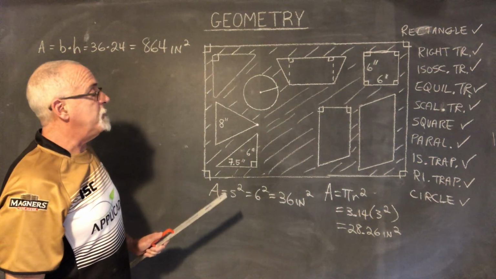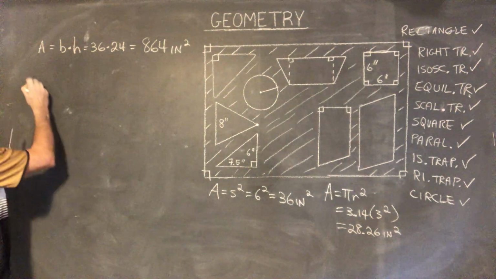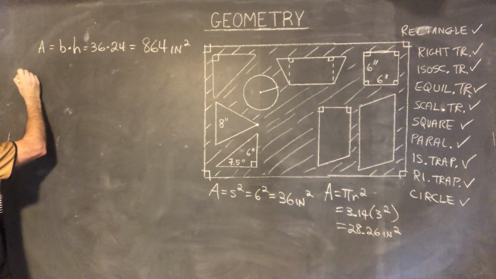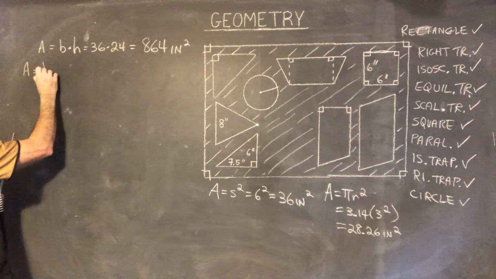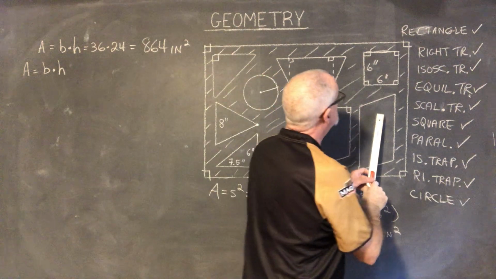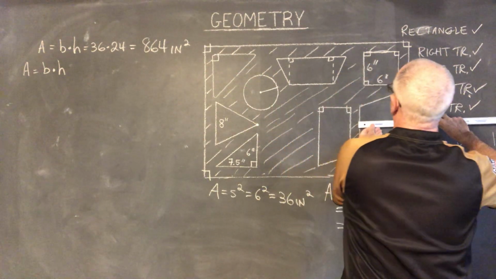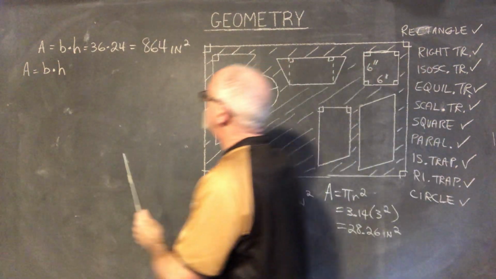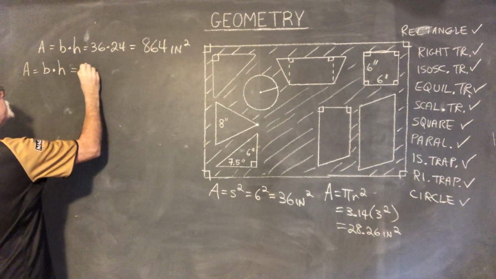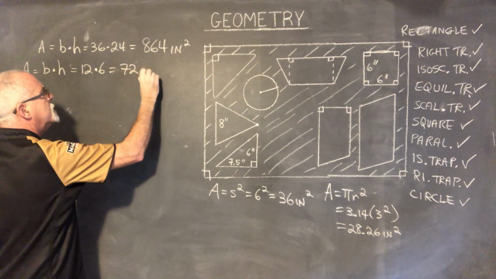Actually, this is going fairly quickly. We have 3 already. Let's do our parallelogram. That's a pretty easy formula. It's similar to the rectangle formula. Area equals base times height. But in the parallelogram, the base is 12 inches and the height is 6 inches. 72 square inches.